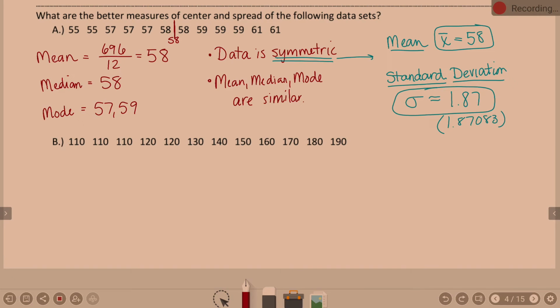Okay. So let's practice one more time before we move on, and this is B. You can take a guess by looking at the numbers if you want, whether you think it's skewed or symmetric. You can officially check yourself, though, using your mean and median and mode.